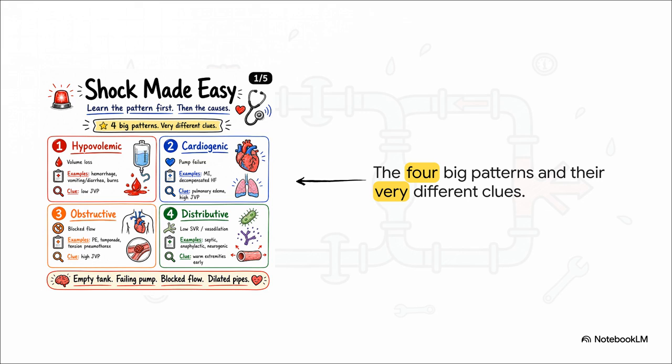Then we have obstructive shock. The pump works perfectly fine, but the flow is blocked. Something like a pulmonary embolism is stopping the blood from moving forward. Again, fluid backs up, so you get a high JVP. Finally, distributive shock. The tank, pump, and flow are all totally fine, but the pipes have lost their tone. You have low systemic vascular resistance, massive vasodilation, which we often see in sepsis or anaphylaxis. The huge clue here? Warm extremities early on, because those blood vessels are flushed and wide open.